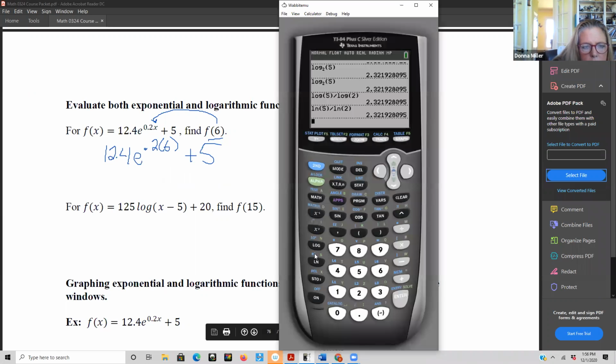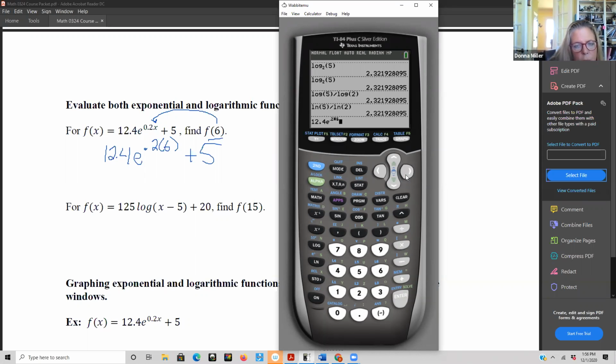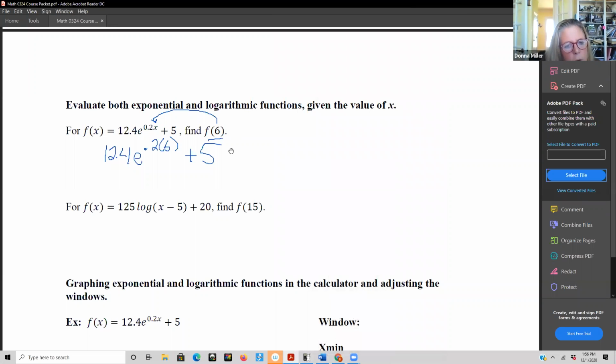Pull up my calculator. I'm going to type 12.4. There's an E button. Where's the E? There's a nice E button down there. So if I do second and then the ln, e to the 0.2 times 6. Now, to get out of the exponent, you need to arrow over on the 84. See how it dropped down? Because the plus 5 should not be in the exponent. So if I enter that, I get 46.169. Okay, so I'm just typing these numbers into a calculator.